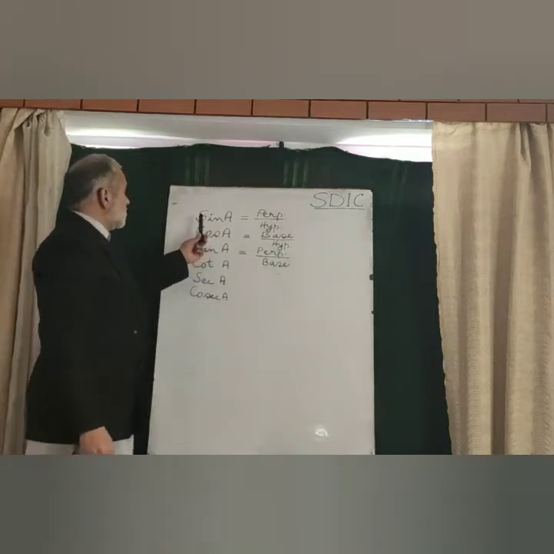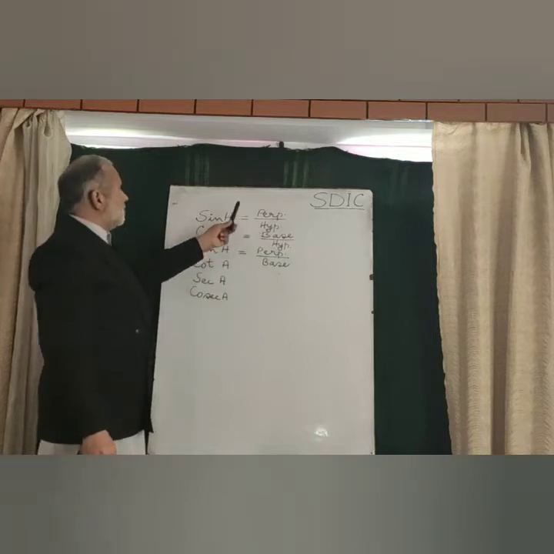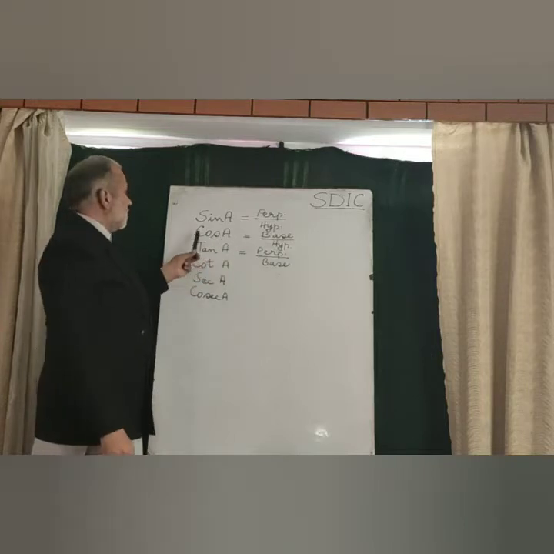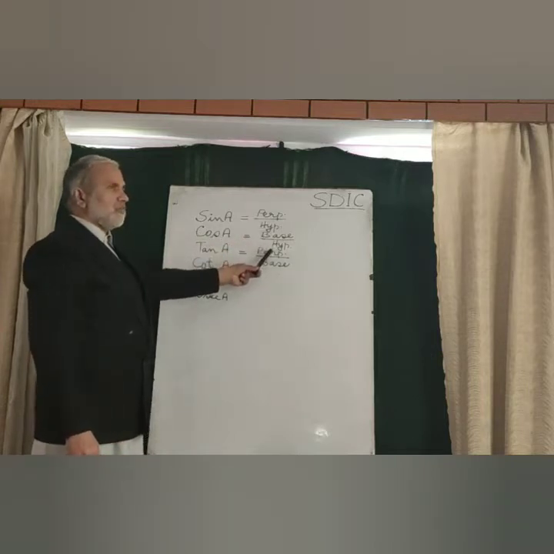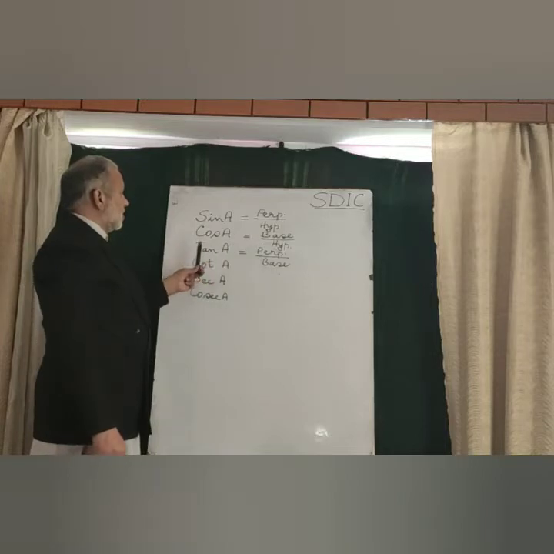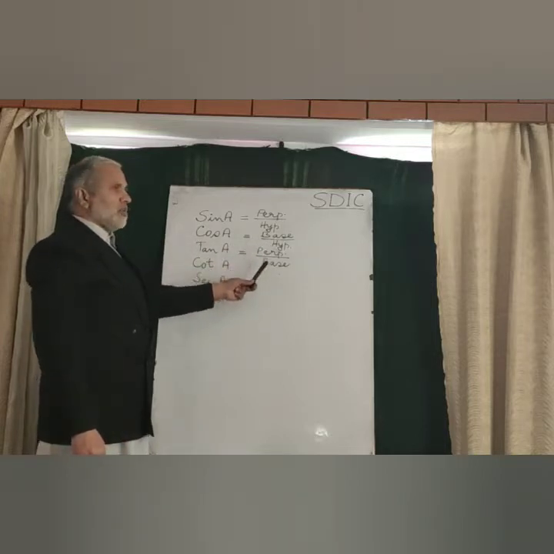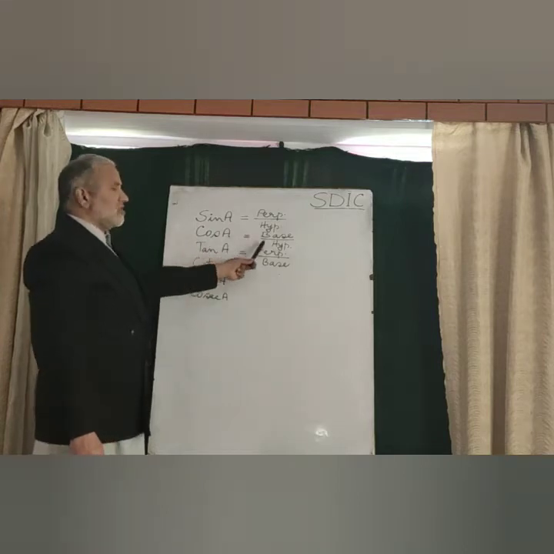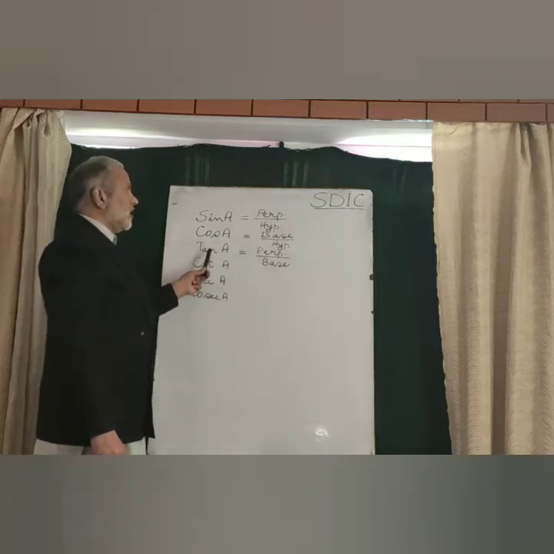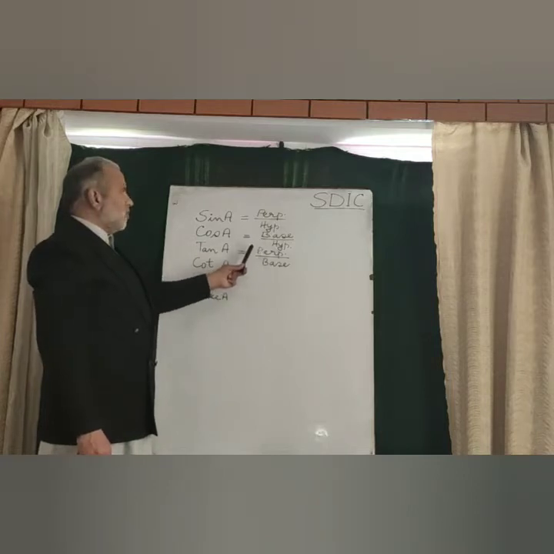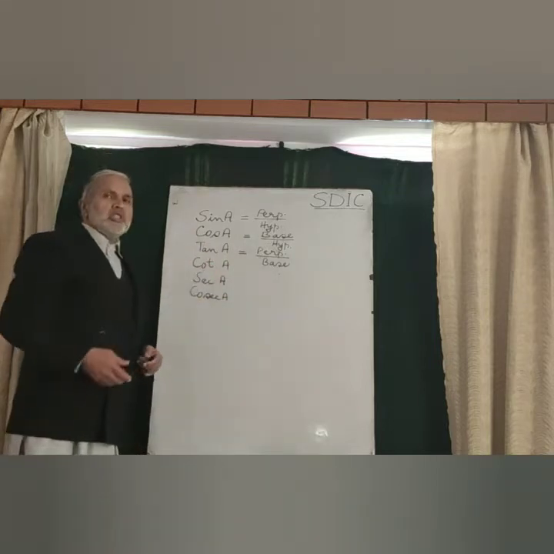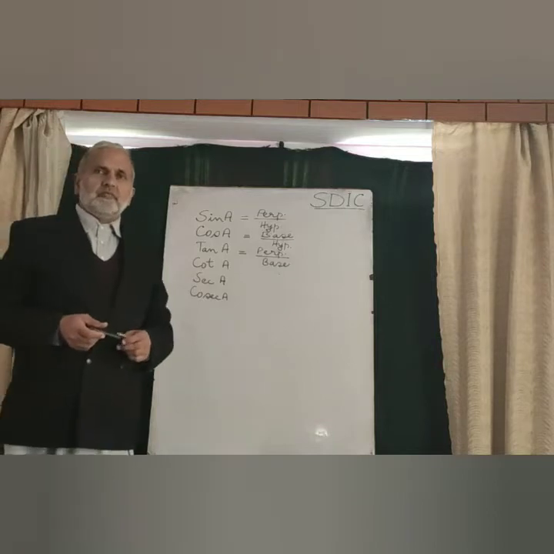In the statement we have: some people have, sine, perpendicular, hypotenuse. Curly black hair, cos, base and hypotenuse. First alphabets. Tan A is perpendicular by base: to present beauty, T for tan, P for perpendicular, B for base. And about the remaining 3 you were told these are the reciprocals of the first 3.